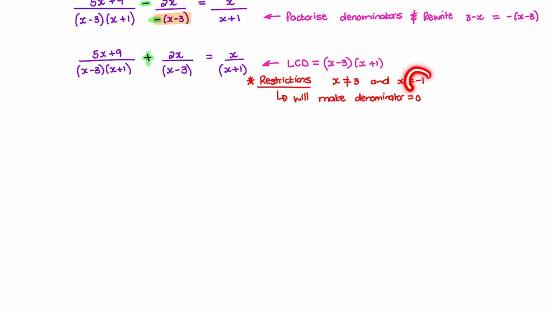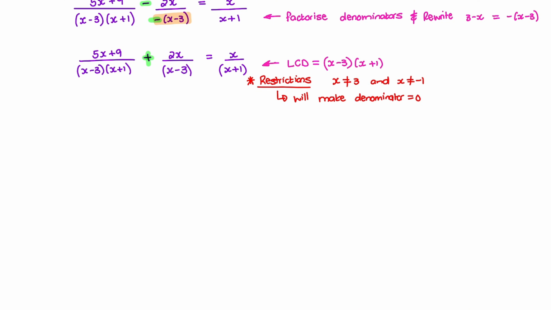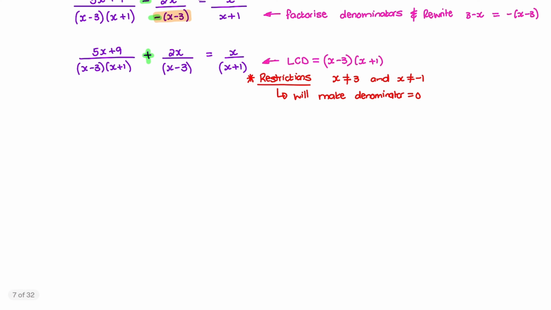The same goes for negative 1. If I take the denominator on the right-hand side and I replace that x with negative 1, we have x over negative 1 plus 1, which is x over 0. So again, the denominator becomes 0 and we are not allowed to divide by 0. So when we are solving for x, we do not want our answer to be 3 or negative 1.